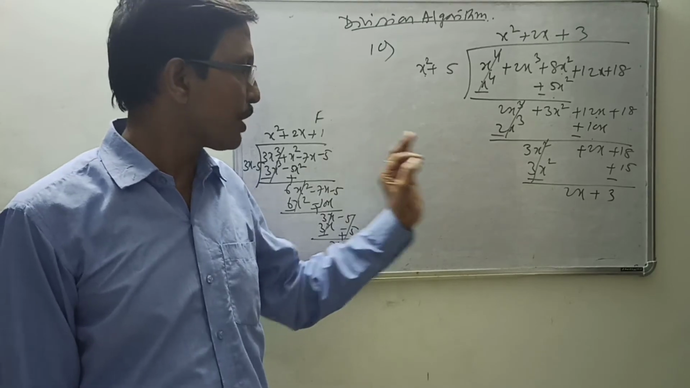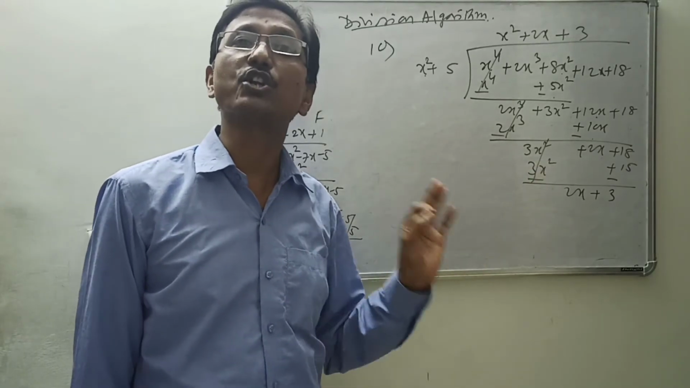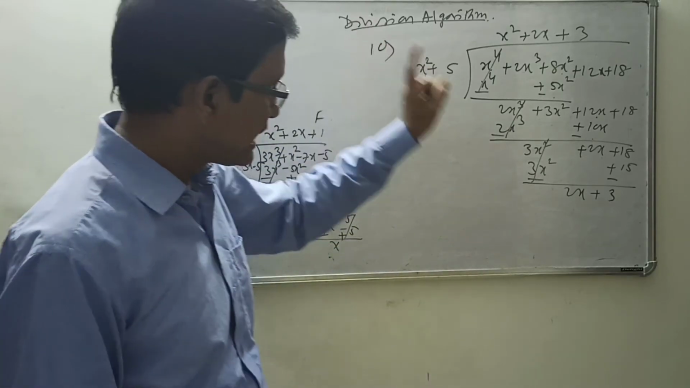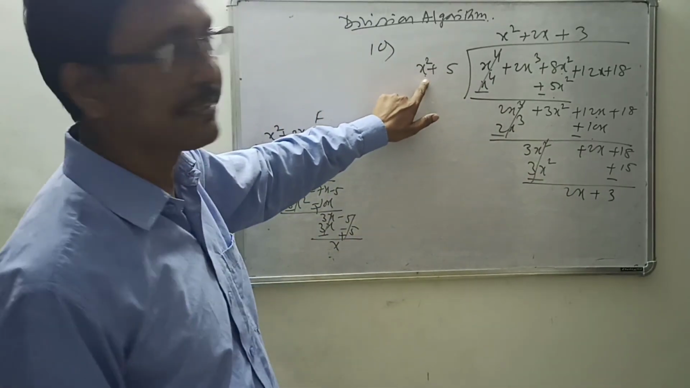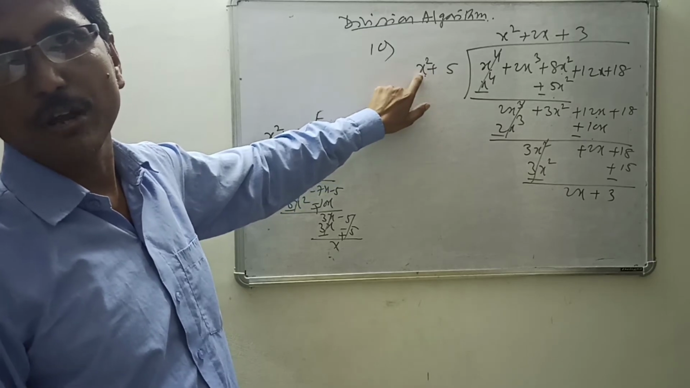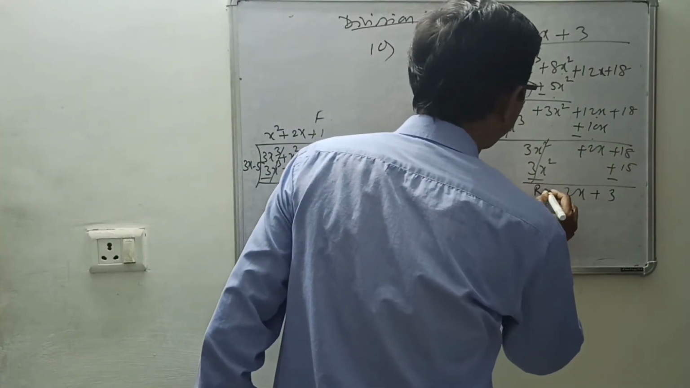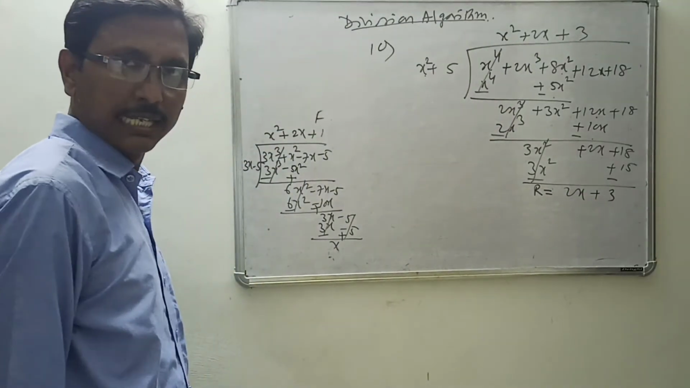Now is it a polynomial here? Is that the remainder or not? When can it be the remainder? When the degree of that one is less than the degree of the divisor. Degree of the divisor is 2. Here the degree becomes 1. So this becomes the remainder now.